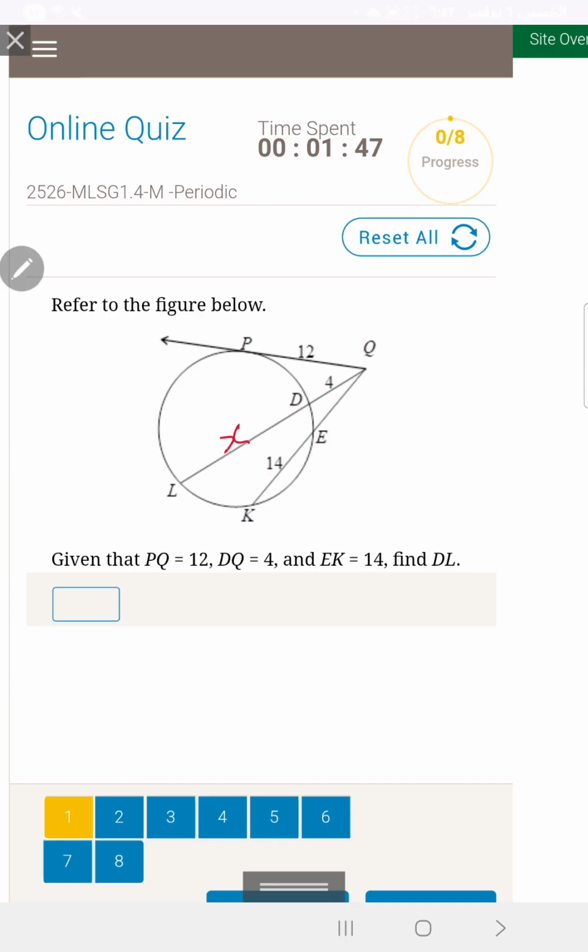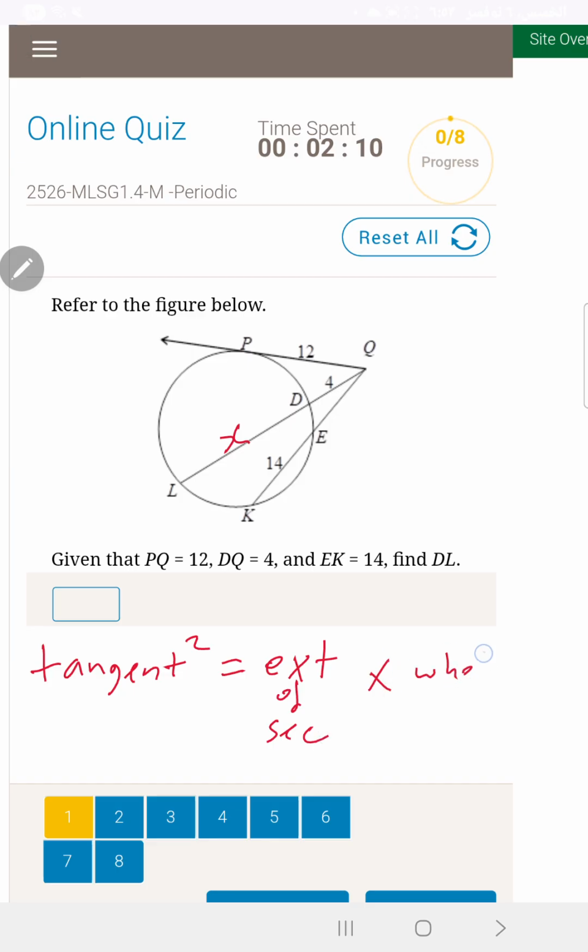So now we see a very important rule here. The square of tangent is equal to the external part of the secant times the whole secant. So let's write it. Tangent square is equal to external part of secant times whole secant. Write down this formula in your notebook. It's very important and very central in solving this test.